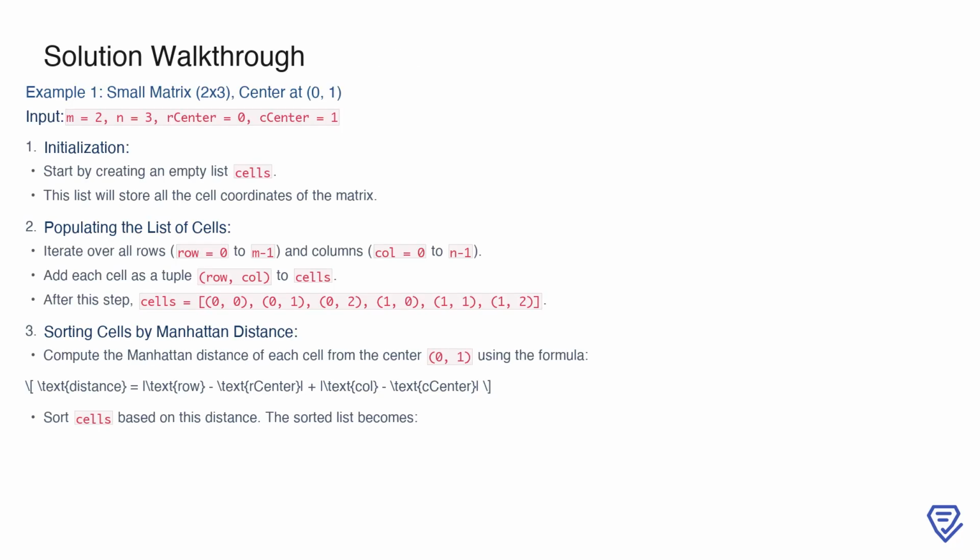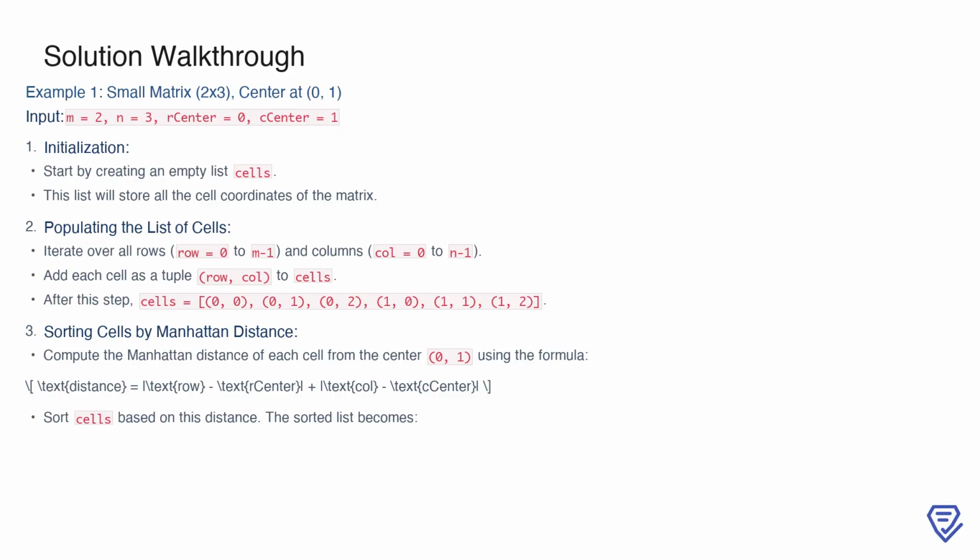To solve this problem, we start with a small matrix example where m equals 2, n equals 3, and the center is at 0, 1. First, we create an empty list called cells, which will hold all the coordinates of the matrix. Next, we populate this list by iterating over the rows and columns of the matrix. For each cell, we add its coordinates as a tuple, row, col, to the list. After this step, the cells list contains all the matrix coordinates in row major order: 0,0; 0,1; 0,2; 1,0; 1,1; 1,2.